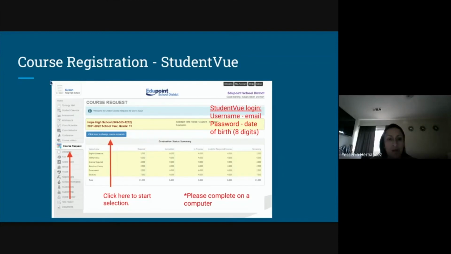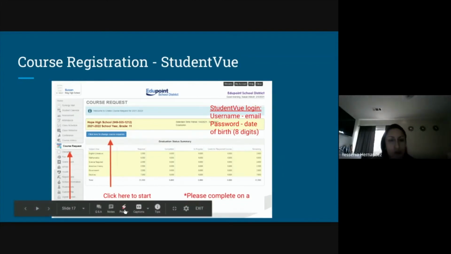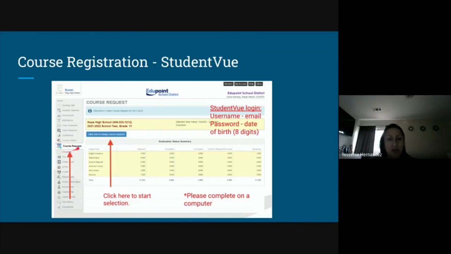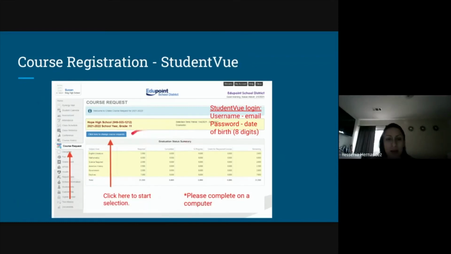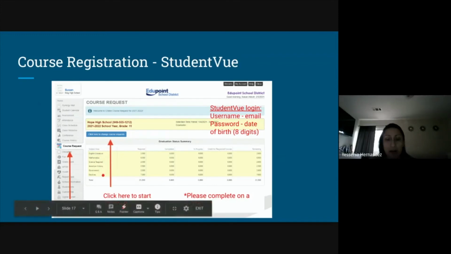Okay, so after you log into your Student View, you're going to see this section over here called Course Request. Okay, and once you select this course request, you're going to come up to this page. Right below, you will see your graduation status summary. Okay, here are your subject area requirements.